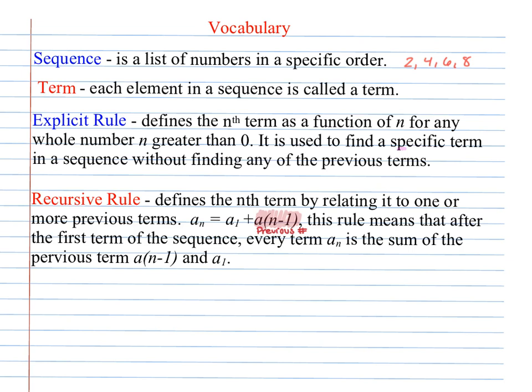Any number in the sequence, the 10th number, the 100th number, the millionth number, you could find it with the explicit rule. The recursive rule, you need a little bit more information. You need to know what your first term in the sequence is, basically your first number, and you need to know your previous number in that sequence. So if you want to find the 40th number, you need to know your 39th number plus how it's increasing.